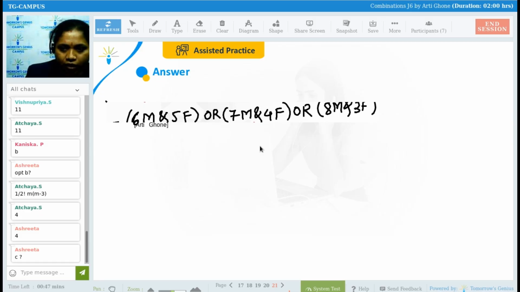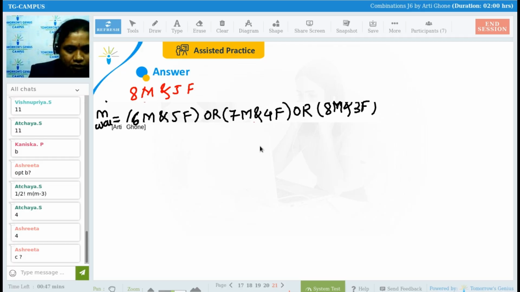6 males, 5 males, 7 males. Okay. This is female. This is male. Now, first let us take a total count. 8 males and 5 females. So we have 8 males and 5 females. Okay. So I'm taking a count of M ways.